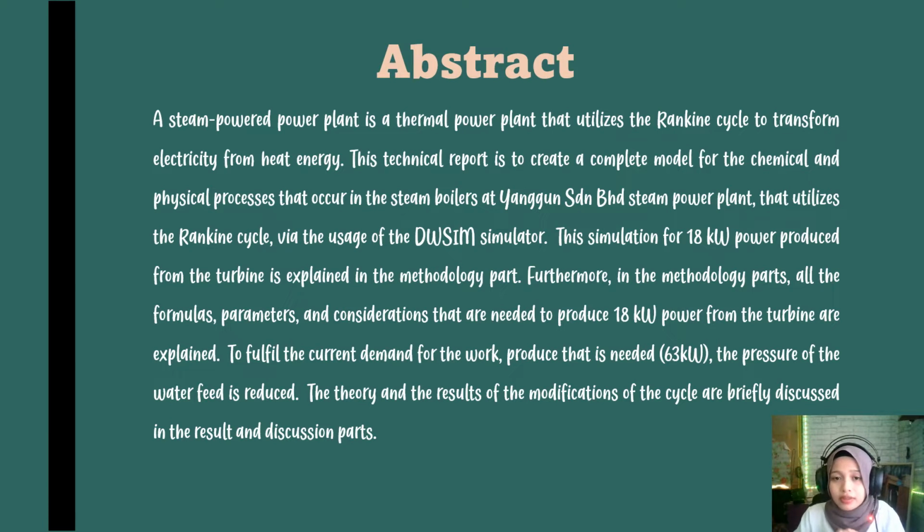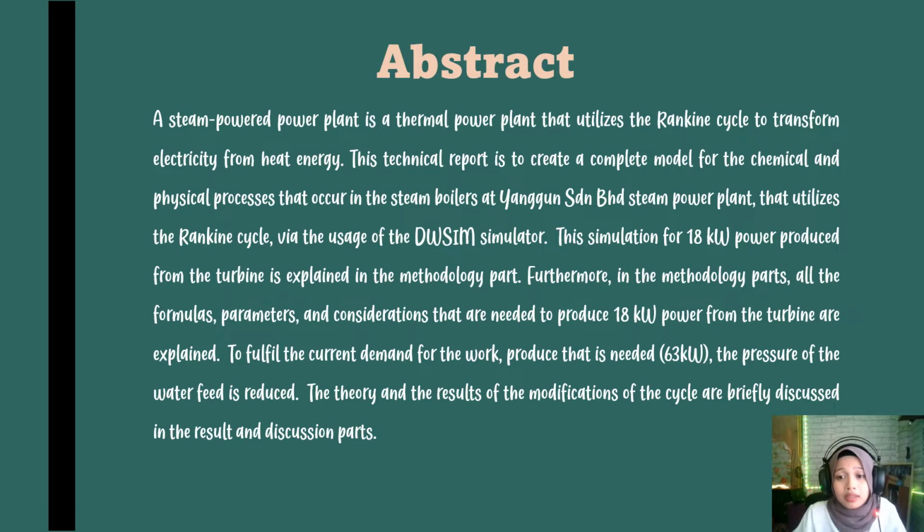The abstract for our report is: a steam power plant is a thermal power plant that utilizes the Rankine cycle to transform heat energy into electricity. This technical report is to create a complete model for the chemical and physical processes that occur in the steam boiler at Yanggun Sdn Bhd steam power plant. This steam power plant utilizes the Rankine cycle via the usage of the DWSIM simulator. The simulation for 18 kilowatt power produced from the turbine is explained in the methodology part.